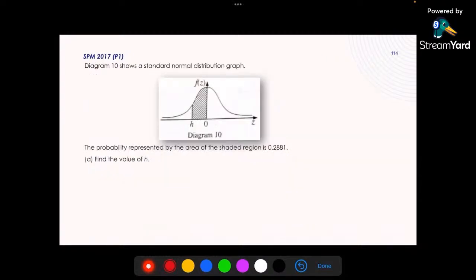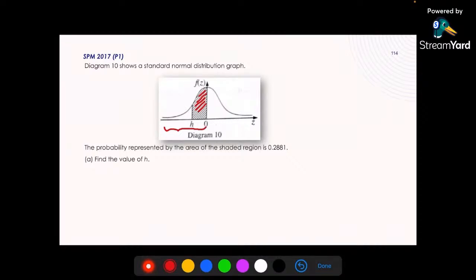And I think this is the last one. Okay, the probability of is a normal graph. Okay, the area of shaded region adalah 0.2881. This is the one lah. 0.2881 and we know that half part ni adalah 0.5 kan. So find the value of H.